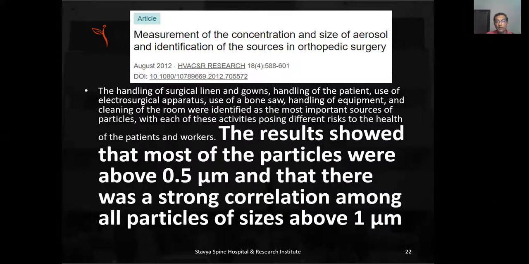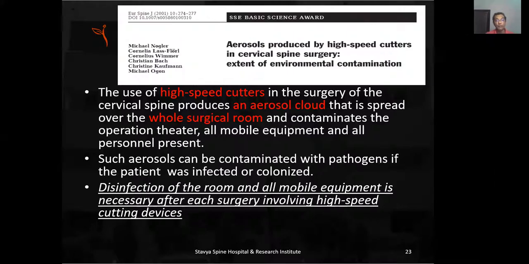As for the measurement of aerosol, the particles generated are 0.5 micron or even larger, 1 micron. The particle could be as tiny as 0.5 micron. High-speed cutters have been shown to create an aerosol cloud in the whole surgical room, and it is found on many mobile equipments. So COVID has probably taught us that disinfection of the room and the mobile equipment is really necessary after high-speed use, which we have not practically been doing after surgery before the second case is taken. Very important for all of us to learn about this.